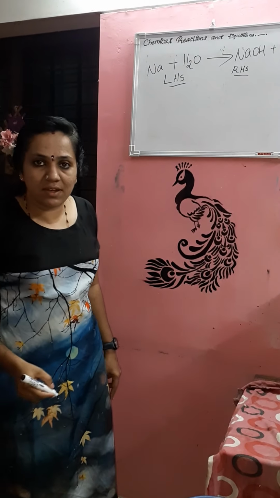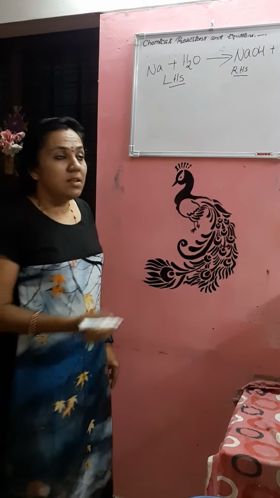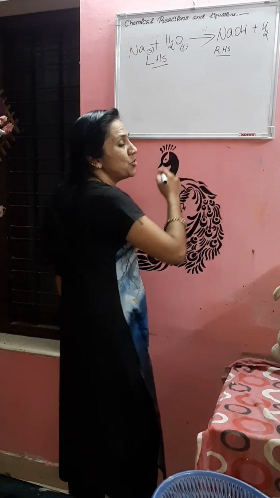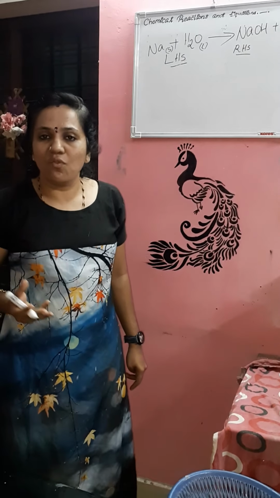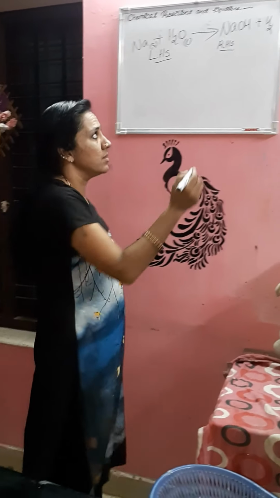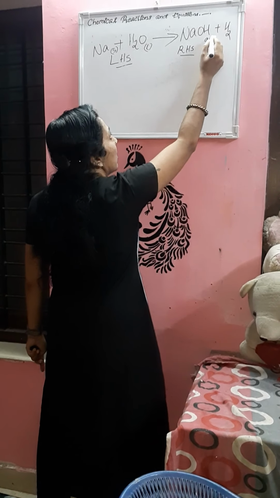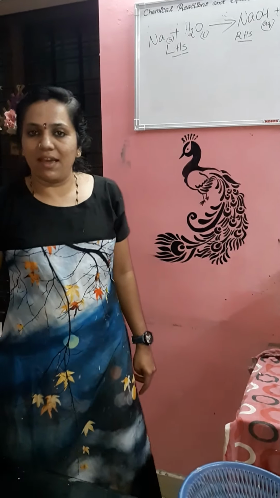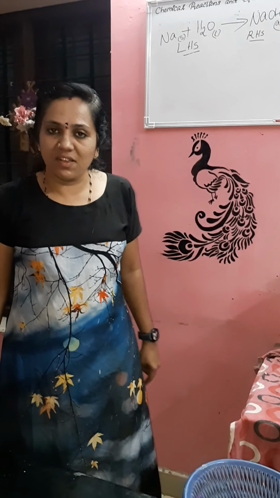So what is the physical state? Solid. Water, we know that it's a liquid. They are all written as subscripts with a bracket. Then NaOH, usually NaOH is dissolved in water, so we call it aqueous. So here you should write aqueous. And the next one, hydrogen, is a gas. So I wrote the physical state also.